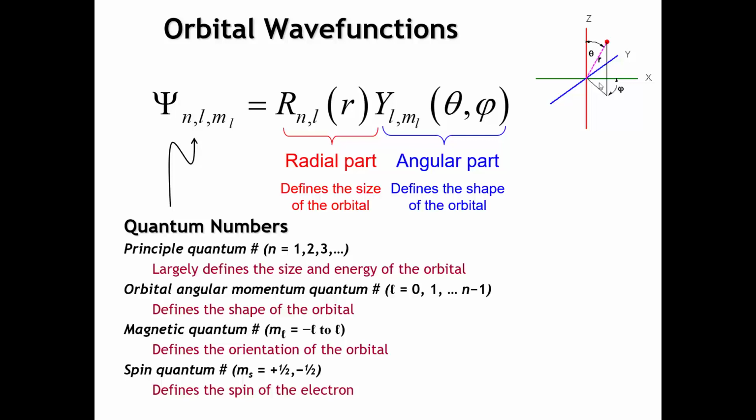Then we have the magnetic quantum number, m sub l, and that can take values from -l to +l. It defines the orientation of the orbital. And finally, we have the spin quantum number, which has 2 allowed values, +1/2 and -1/2. And that defines the spin of an electron, which is a purely quantum mechanical principle, but definitely has important implications, particularly when we get to magnetism.